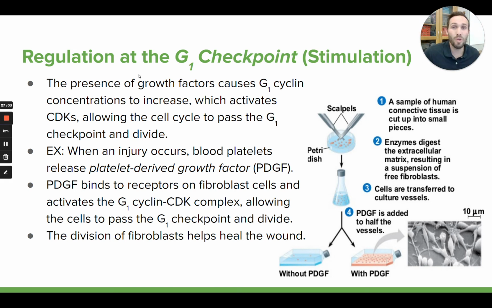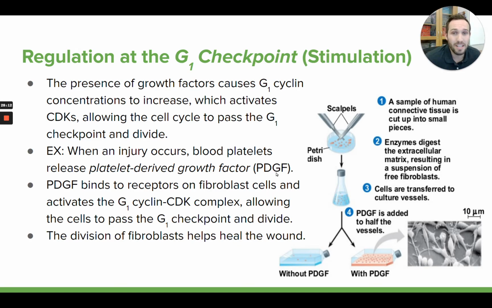So for the G1 checkpoint, here's how a cell might be stimulated. Here's a specific example of a cell being stimulated at the G1 checkpoint, meaning that the cell is being encouraged to make it past the G1 checkpoint. At the G1 checkpoint, the presence of growth factors, if you guys remember me telling you that is one of the requirements to get past the G1 checkpoint. And there's a specific type of growth factor called platelet-derived growth factor that will bind to special cells called fibroblast cells and cause those cells to get past the G1 checkpoint.